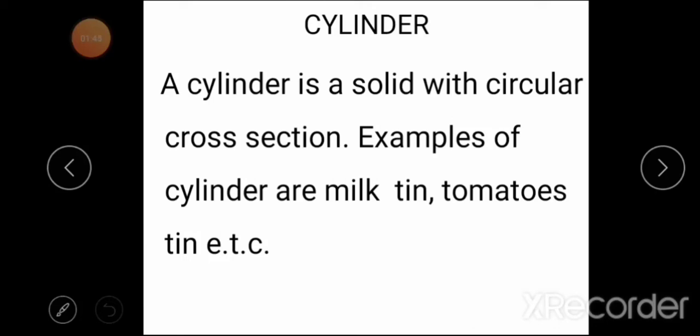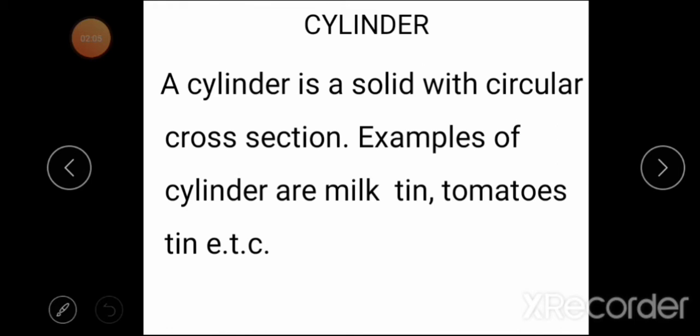A cylinder is a solid with circular cross section. We find cylinders around every point of our house, every place within our location. We come across cylinders frequently.